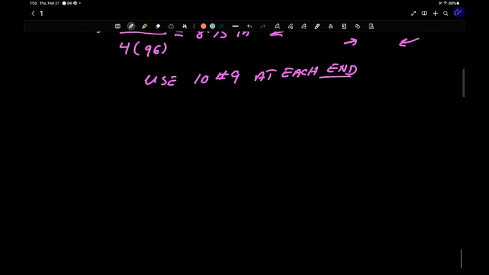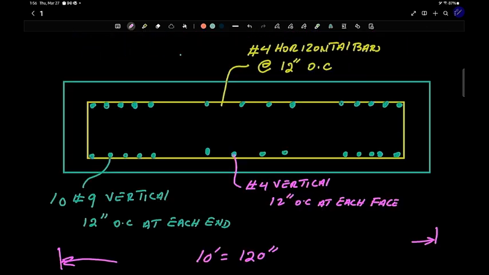Let's do the final result. Okay, here's our final drawing here, and we went a little bit conservative, which is okay. So now we have the number 4 bar on the outside right there, and then we have the 10 number 9 on each end, then we have the number 4 in the middle. This distance right here is basically the cover, maybe 3.5 inches. So I got 3.5 inches on both ends, so that's 7 inches.